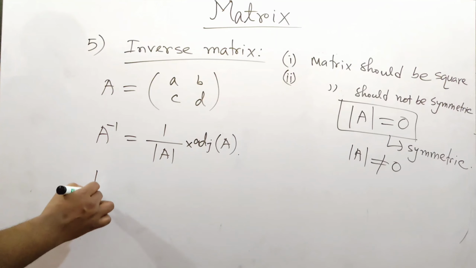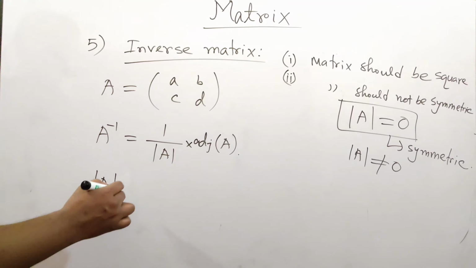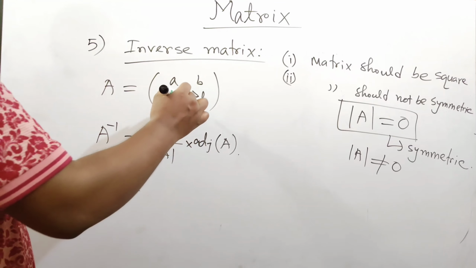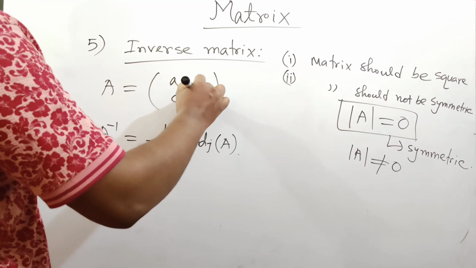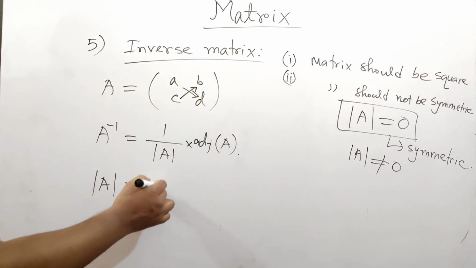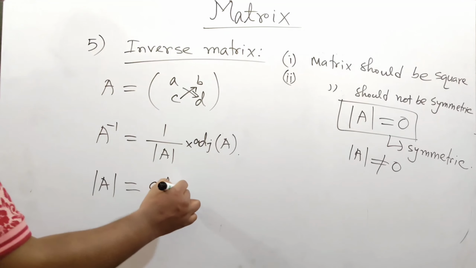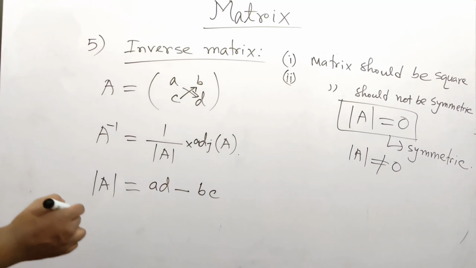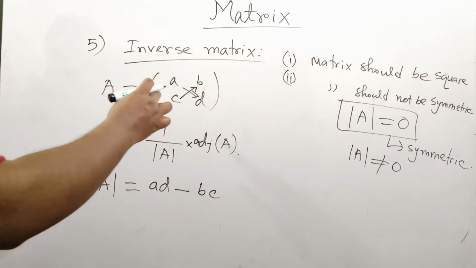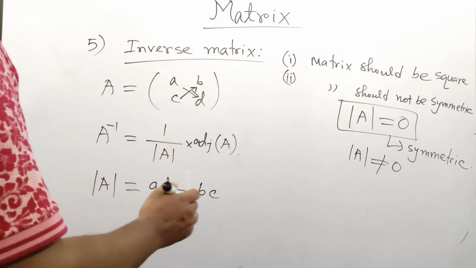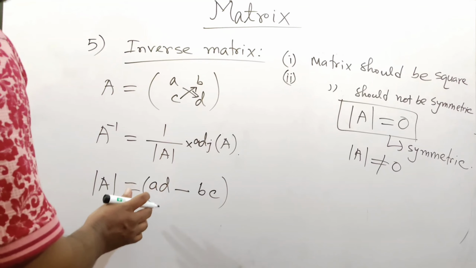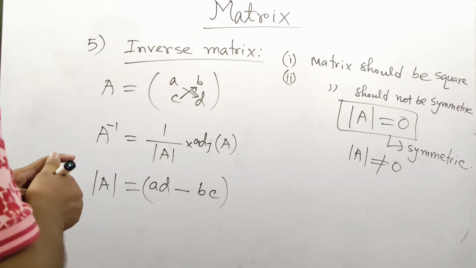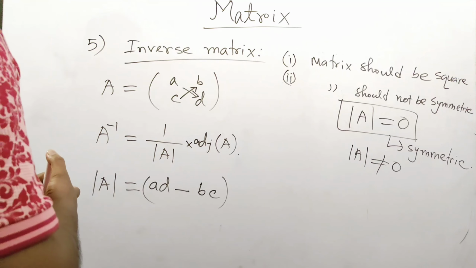Okay, so for finding the determinant of this matrix A, you just multiply the first diagonal elements and then subtract the product of the second diagonal elements, that is A multiplied by D, subtract C multiplied by B. That is C times B or B times C, same thing. So this is the determinant of this matrix A. Now we will learn what the adjoint of A is.